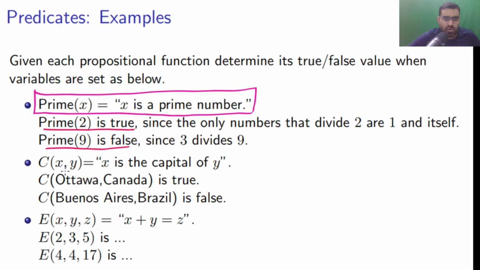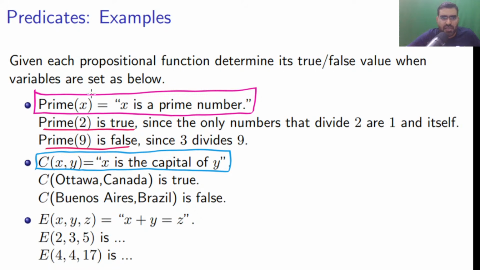Now the next example you can see. You have two variables, C(x, y), variable x and variable y. Here x is the capital of y. For example, I can say C(Jaipur, Rajasthan). Jaipur is the capital of Rajasthan, and that will be true. Similarly, if I say C(Pune, Maharashtra), that will be false because Pune is not the capital of Maharashtra.